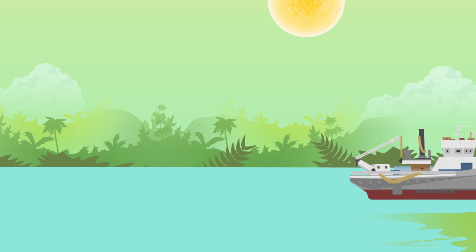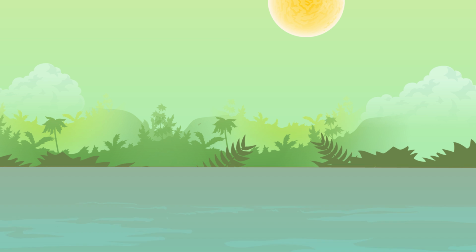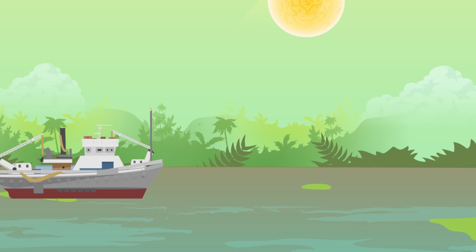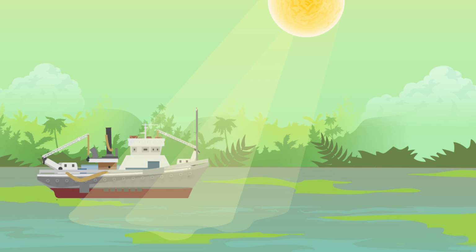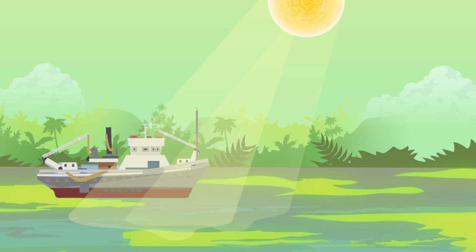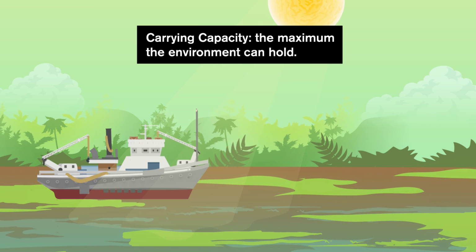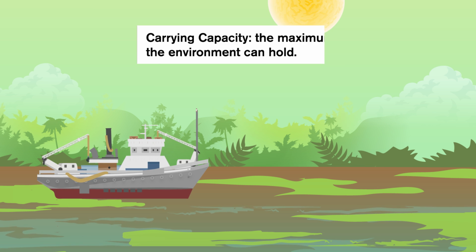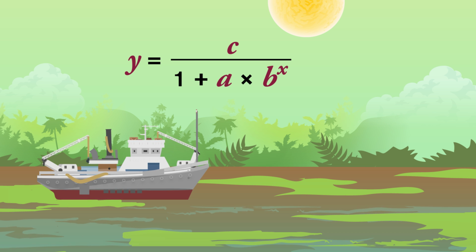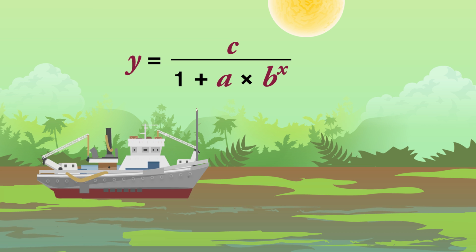Sounds great. And slimy. With just a few algae cells and plenty of sunlight, they'll reproduce super fast. But as soon as they fill the pond, they'll run out of light and their population is going to level off and stop growing. That's when they've reached their carrying capacity, or the maximum the environment can hold. Populations that grow super fast and then level off are common in biological systems. They're modeled by logistic equations, where A, B, and C are all constants based on data from past experiments.